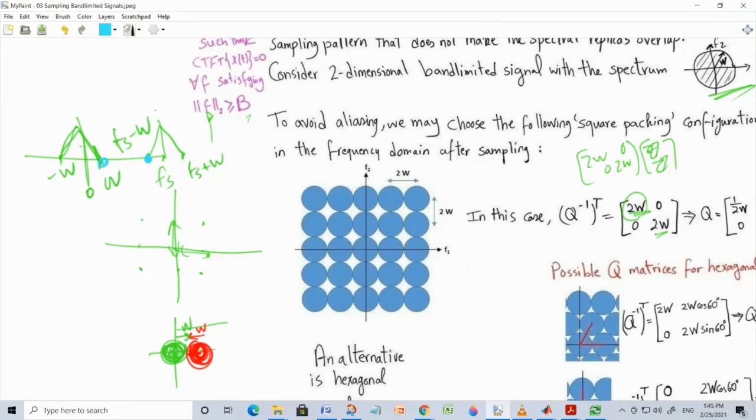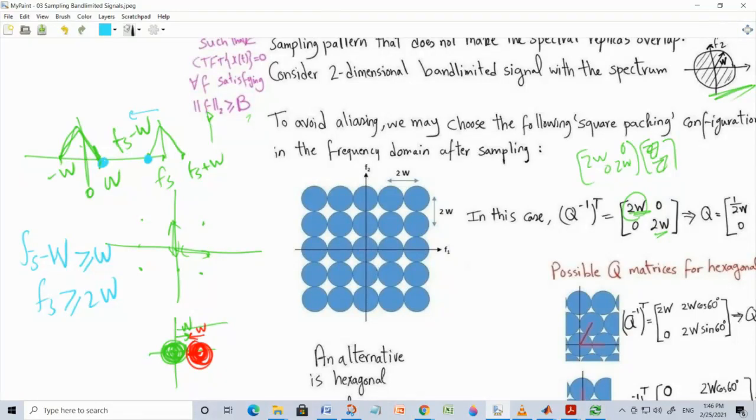If you reduce Fs, this replica will get closer to the origin, and then you have the possibility of a spectral overlap, the so-called aliasing. But you say, I will choose my Fs such that Fs minus W is greater than or equal to W, which means that I want this point to be greater than or equal to that point. And so Fs is greater than or equal to 2W. 2W is the minimum; strictly speaking, you should be even an infinitesimal quantity above 2W, but we will not give attention to this detail.